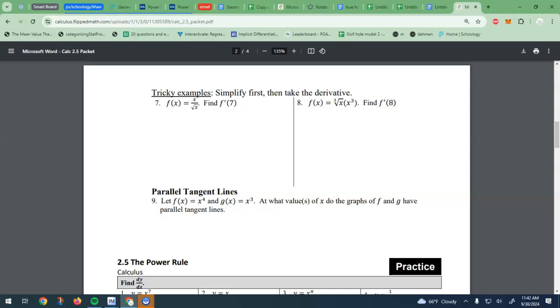So try this. Try 16 to the negative 3/2.